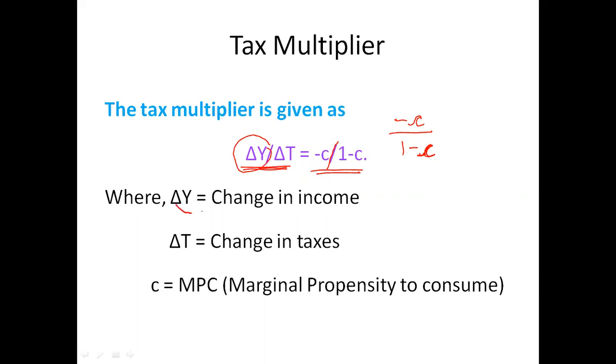Delta means change. So delta Y means change in income. Delta T means change in taxes. What is C? Do you remember small c? C is MPC, that is marginal propensity to consume, correct? So for the time being, remember this tax multiplier. This is the second point in the answer.